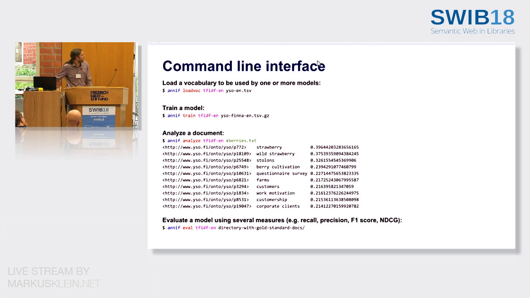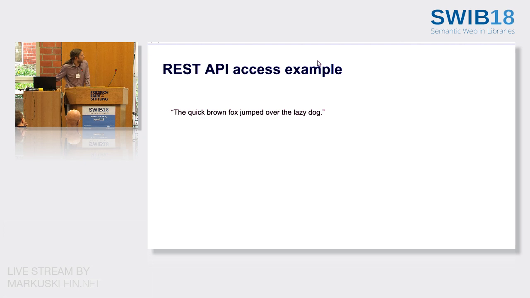Okay, here's the command line interface. So it's really quite simple to make a new model. You have to load a vocabulary, and then you train with existing documents. And the formats that are required are really simple TSV files, or also SKOS for the vocabulary. And then you can just test the model by analyzing documents from files. And then there's also an evaluation command. So if you have existing documents that are manually indexed, you can try how close the algorithm gets to its own results using different measures.